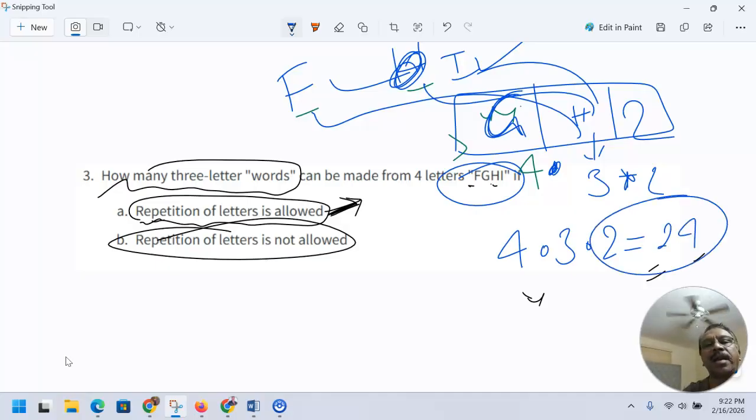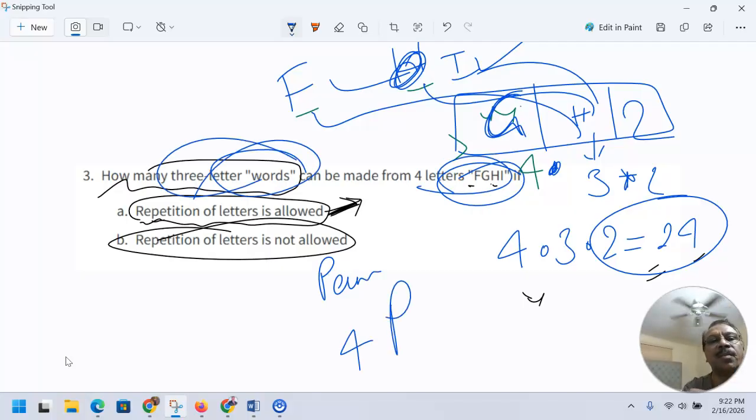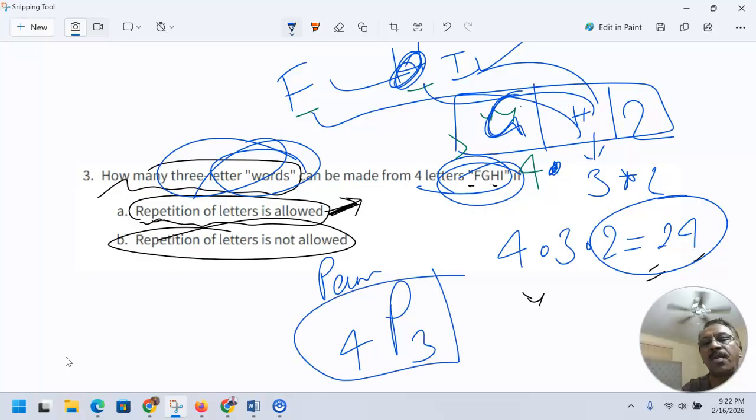But can we use directly the permutation formula? Yes. So you have four letters, and you're picking three at a time. So 4P3, put on the calculator and you get the answer 24 and you're done. So simple, okay? Let's go to the next.